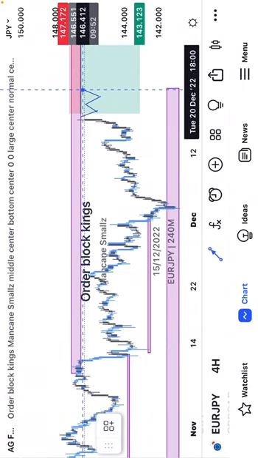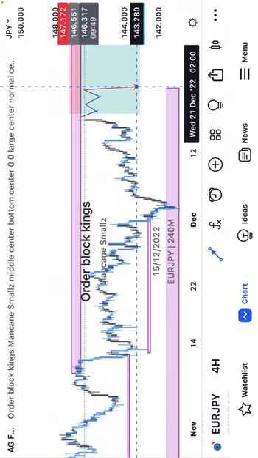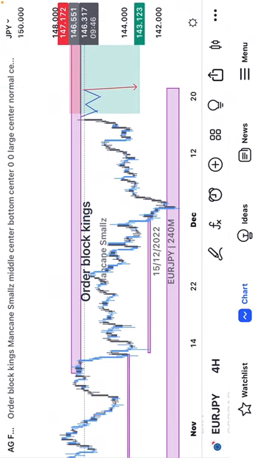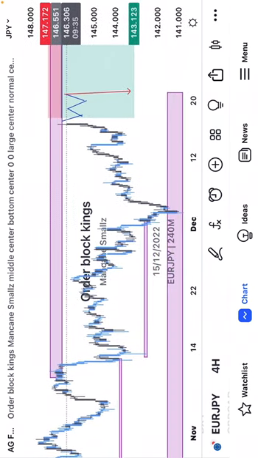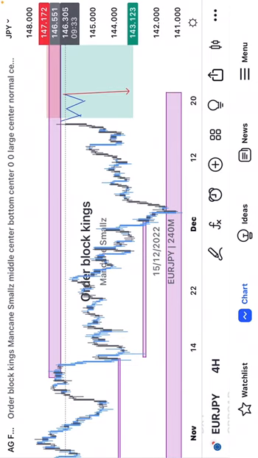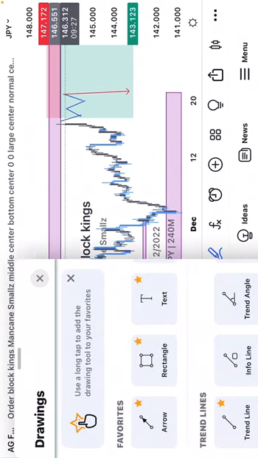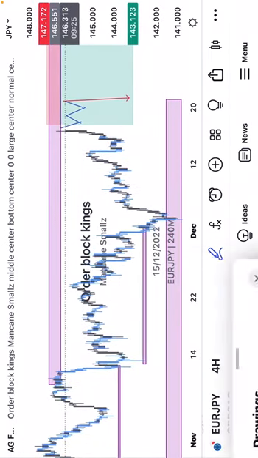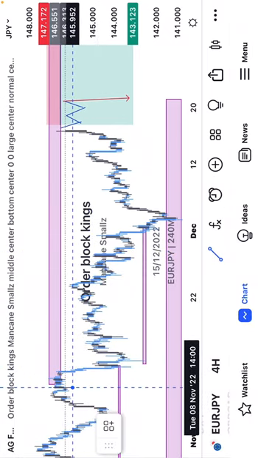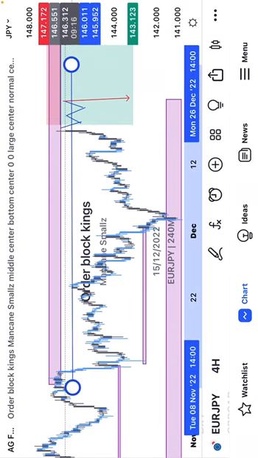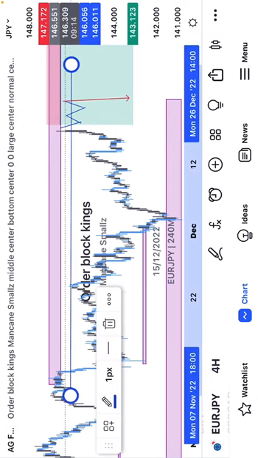So I will want to see something like this in order for me to sell from that level. From this level here. So this is the level that I'm going to use as my confirmation level.